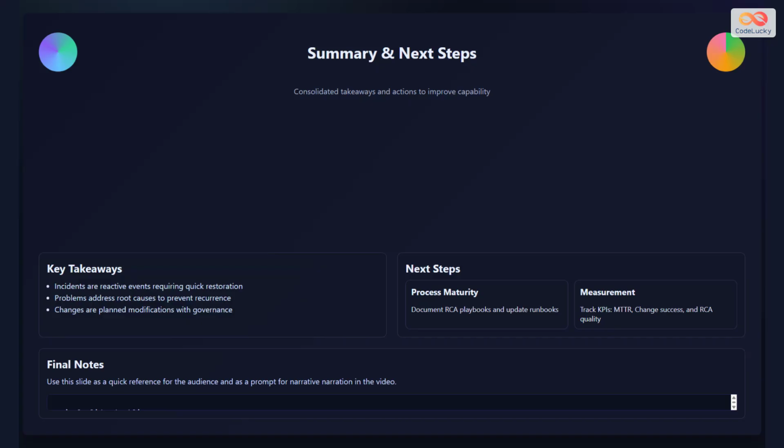Next steps include documenting root cause analysis playbooks and updating runbooks based on lessons learned. Track key performance indicators such as mean time to restore, change success rate, and root cause analysis quality. Use this knowledge as a quick reference and prompt for continuous improvement in your incident management practice.